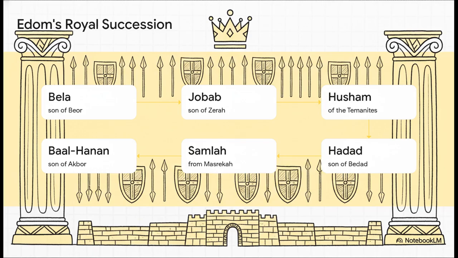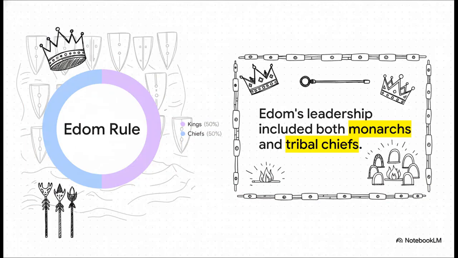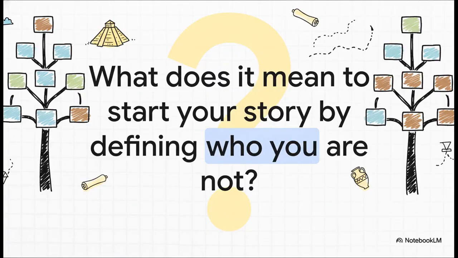And just to complete the picture of this rival nation, the source also lists its powerful tribal chiefs, names like Timnah and Kenaz. So this shows a complex society with different kinds of leaders, painting a really clear picture of a well-established and frankly formidable neighbor. Which brings us to our final question.